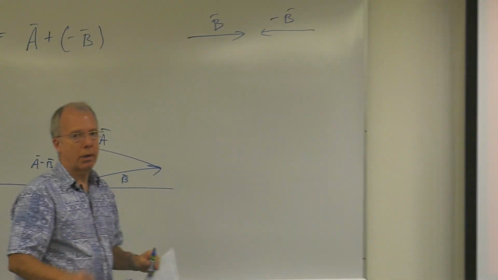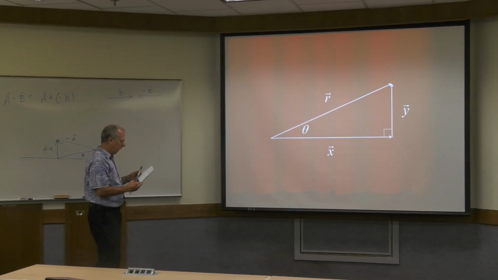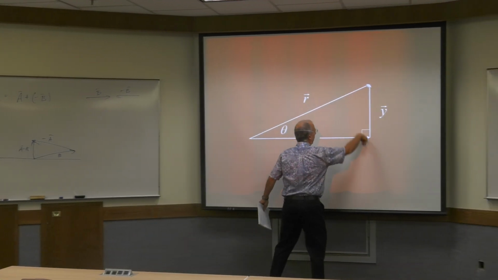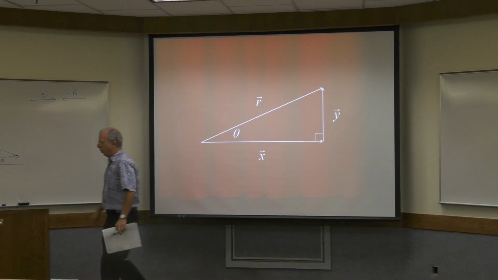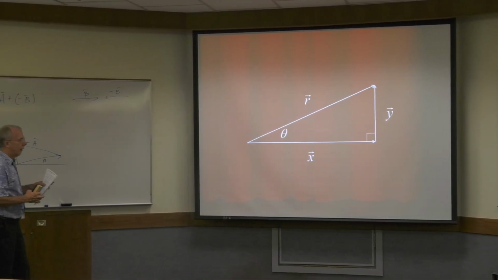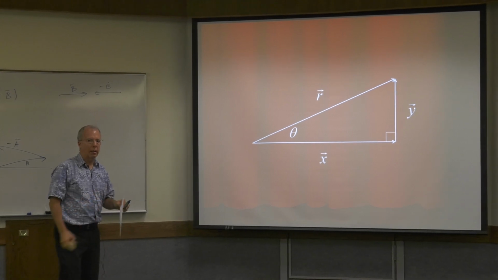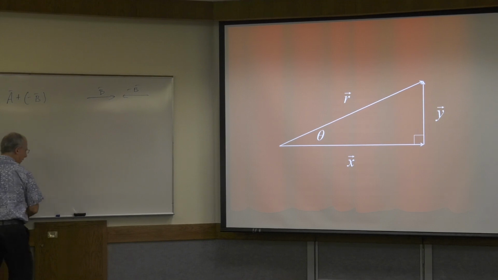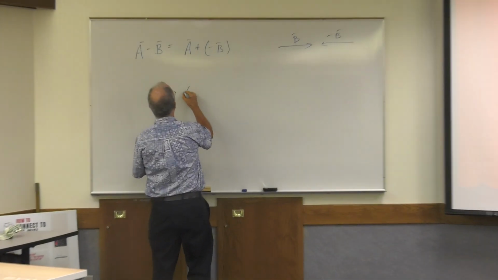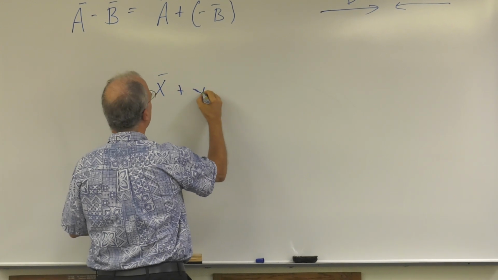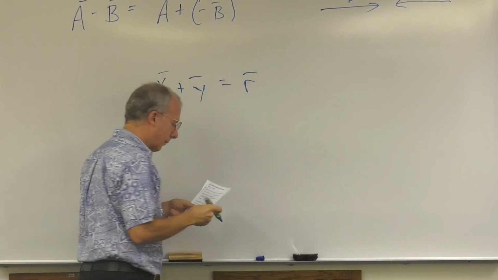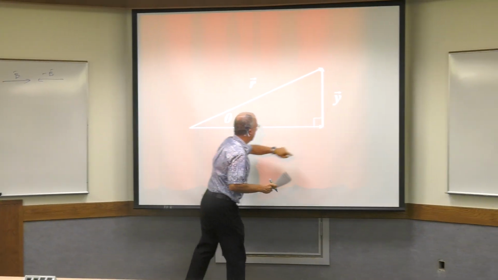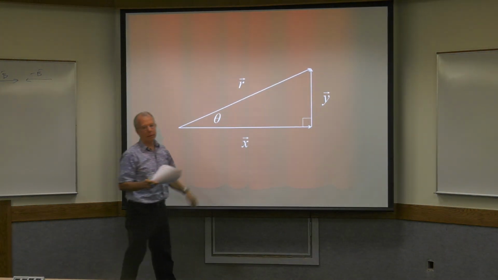All right, let's review components. So here's a question for you. I have vectors x, y, and r. What's the vector equation that relates x, y, and r? That should be easy, right? So vector x plus vector y equals vector r. Okay, what is x in terms of r and theta?